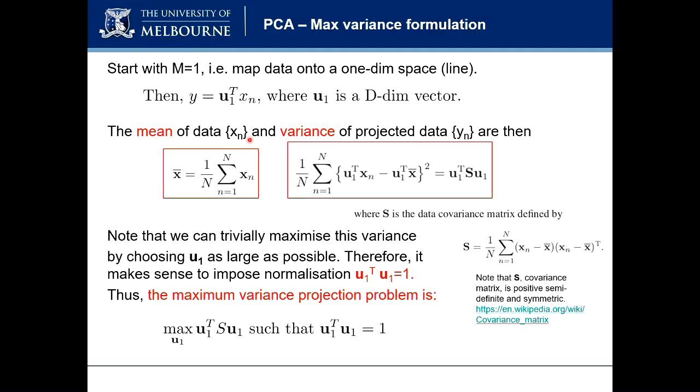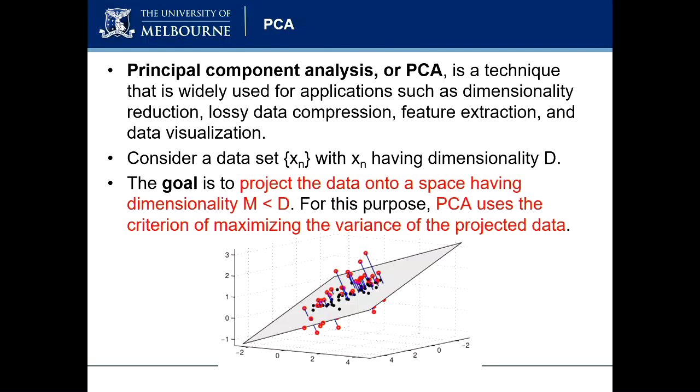The idea of the PCA is, and I mentioned there are maybe many ways of mapping these things, right? So what criterion are we going to use? PCA uses the criterion of maximizing the variance of the projected data. So the underlying intuition is retaining the diversity of the data.